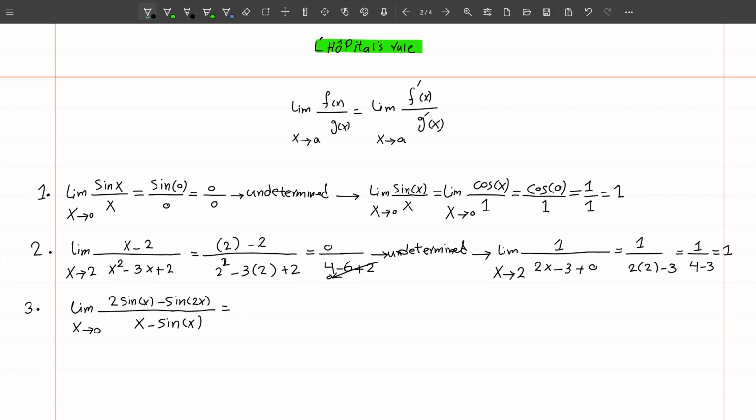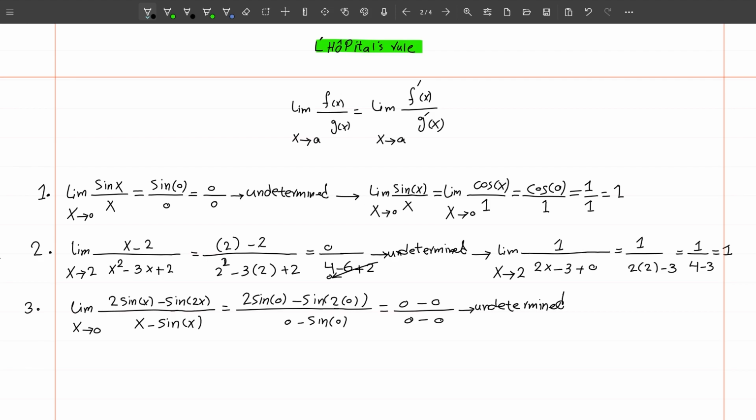We begin again substituting in x equals 0. So 2 times sine of 0 minus sine of 2 times 0, over 0 minus the sine of 0. This equals 2 times the sine of 0, which is 0, so 2 times 0 is going to be 0. Sine of 2 times 0 is going to be 0. So sine of 0 is 0. And 0 minus 0. So this is again undetermined.